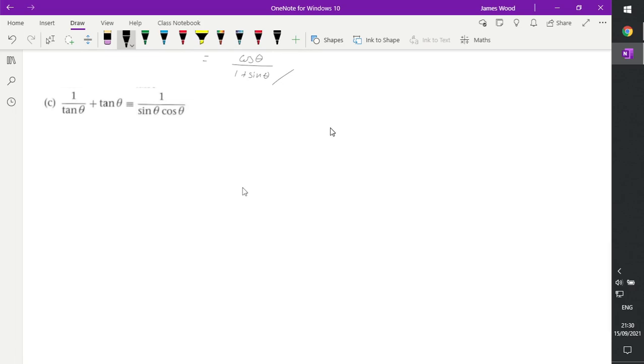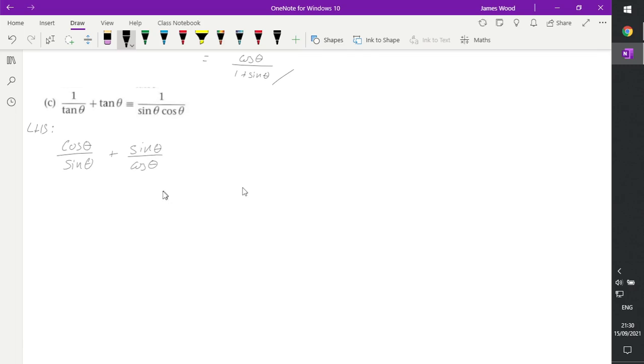Okay, so 1 over tan theta plus tan theta equals 1 over sine theta cos theta. Well, 1 over tan theta we discussed earlier, that would be cos theta over sine theta. So this is starting at the left-hand side here. Tan theta, we said that that was sine theta over cos theta.